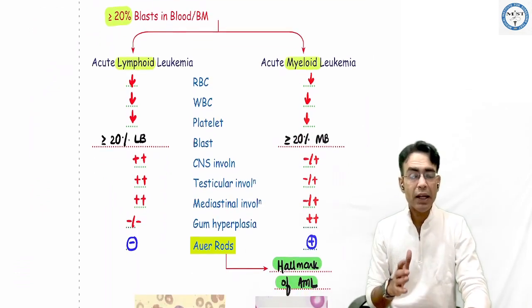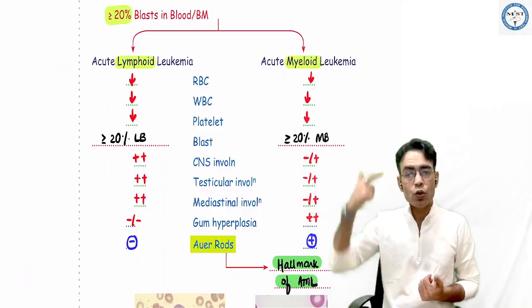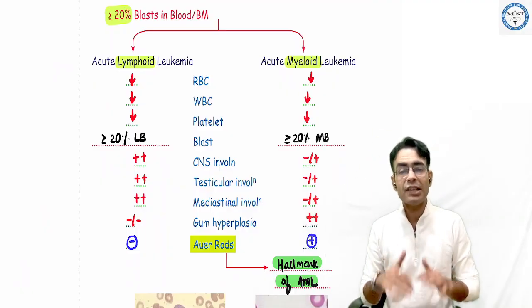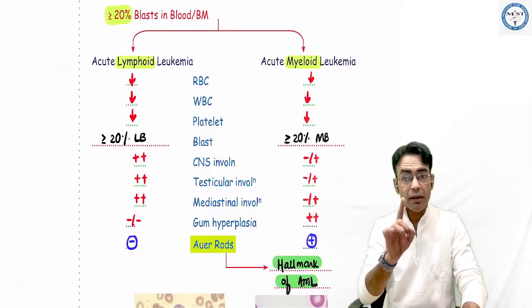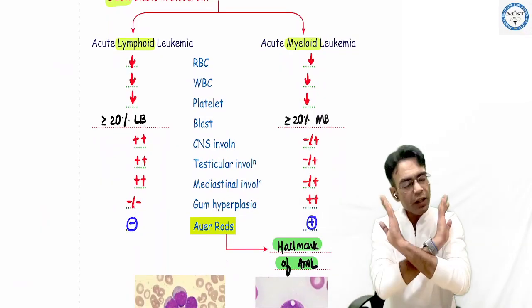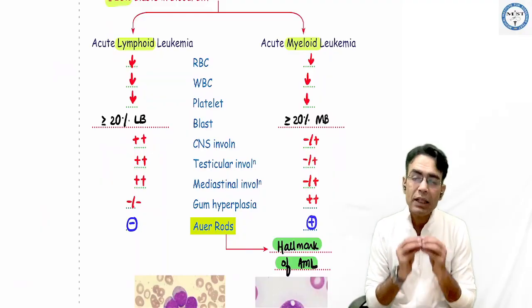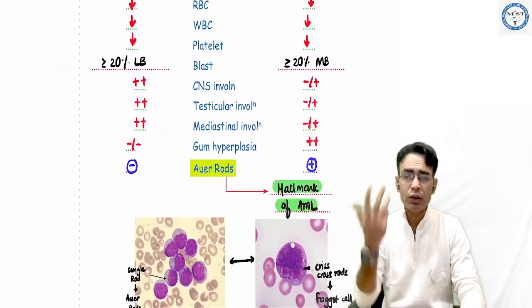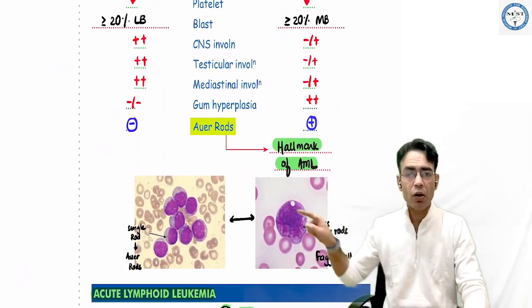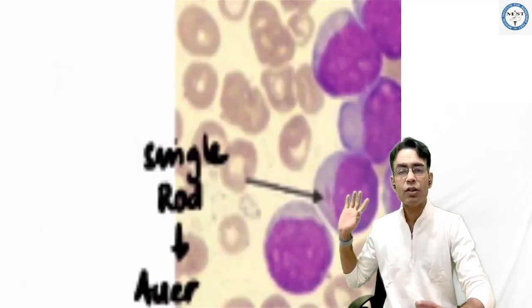Now, in AML and ALL, if there is any central infiltration, it is more ALL. So brain, mediastinum, testes, it is all ALL. If it's gum, then AML. And Auer rods are the hallmark feature of AML. If Auer rod is marked anywhere, it means 100% it is AML. It can be anything else. Auer rods have two names. If you see a single rod, like this, a single rod, it is called an Auer rod.